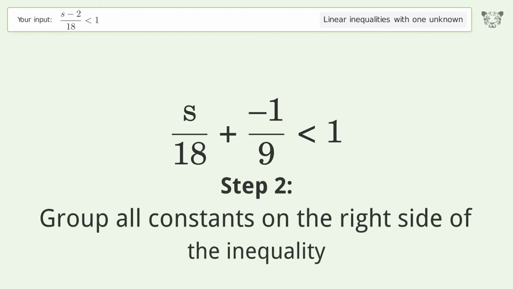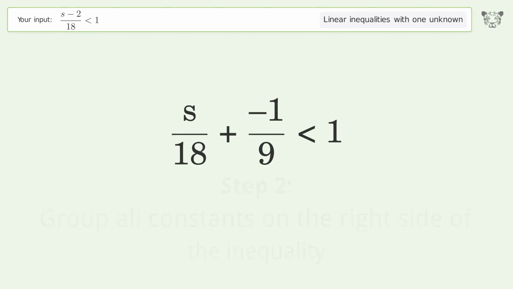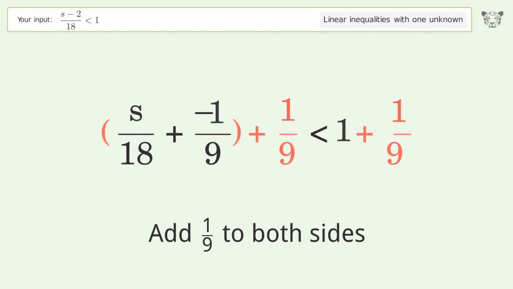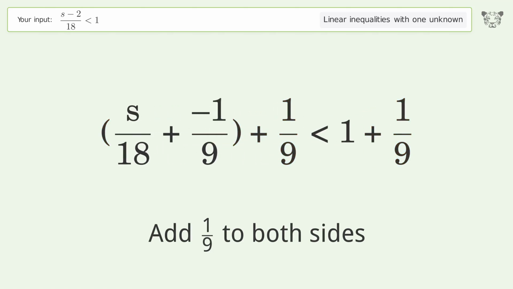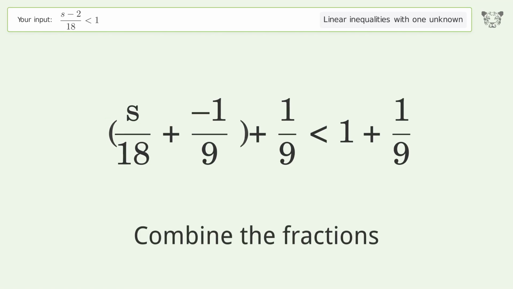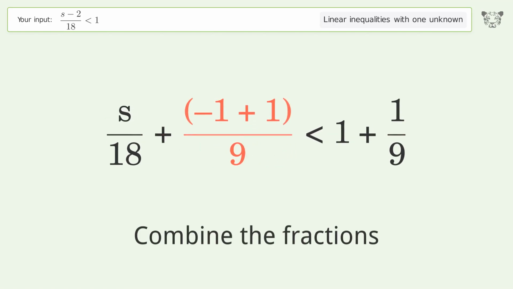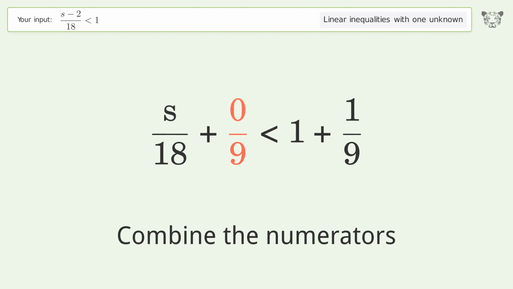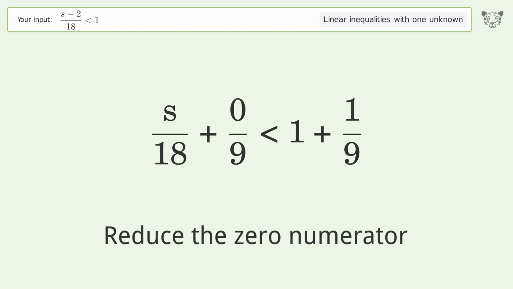Group all constants on the right side of the inequality. Add 1/9 to both sides. Combine the fractions. Combine the numerators. Reduce the zero numerator.